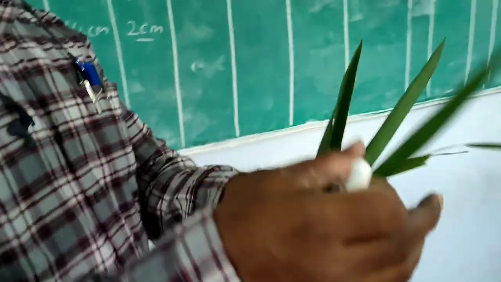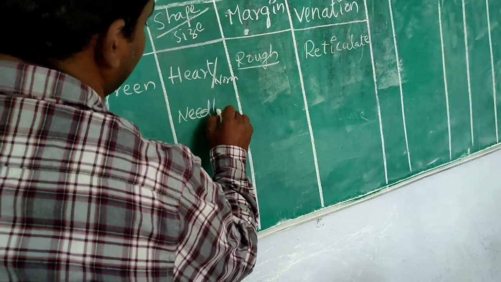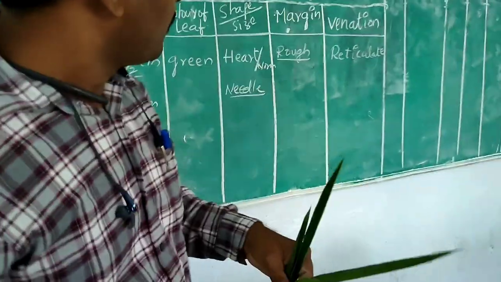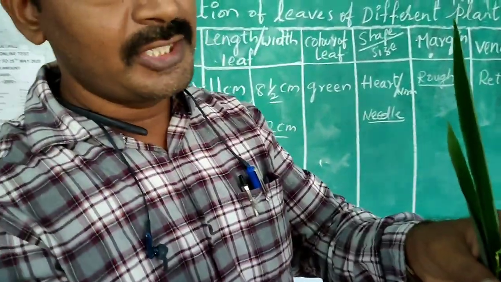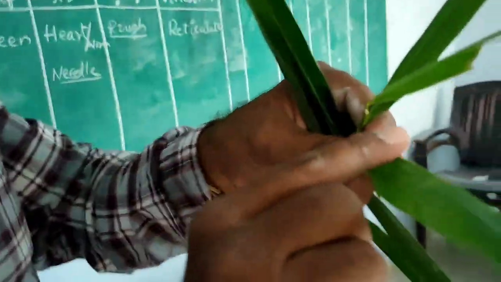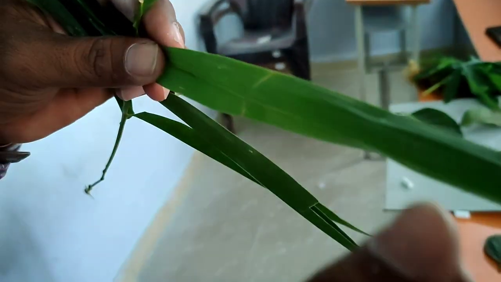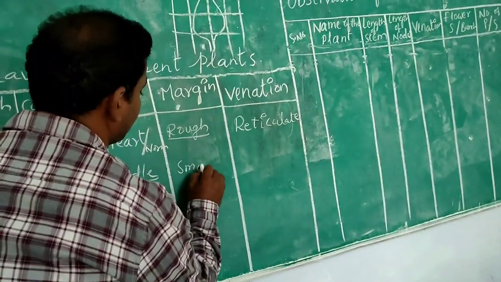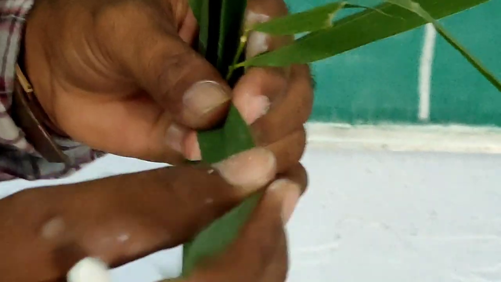What is the shape of the leaf? Needle-like leaf shape. Then, what is the margin of the leaf? You see here, the margin of the leaf is very smooth. It doesn't have any rough surface, any ridges, or any lobes. That's why it is called a smooth surface, smooth marginal area.